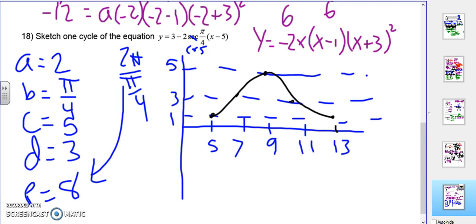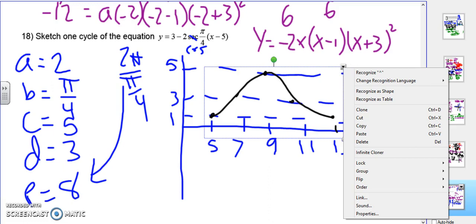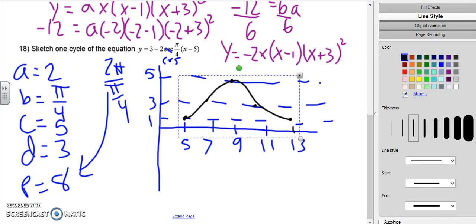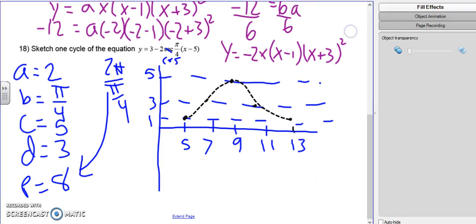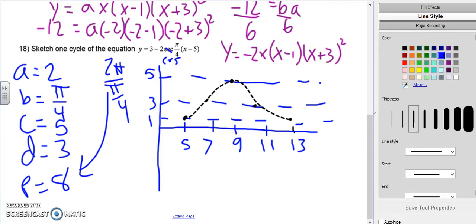So there's my sketch. Oh, what did I forget to do? I forgot to make this dotted. Wonder if I can do that. Let's see. Properties, line style, dotted. I'm totally cheating. All right, so there's my dotted. Now, the other thing I have to do, remember, it's secant, is I have to draw my asymptotes. The asymptotes are where it touches the middle.